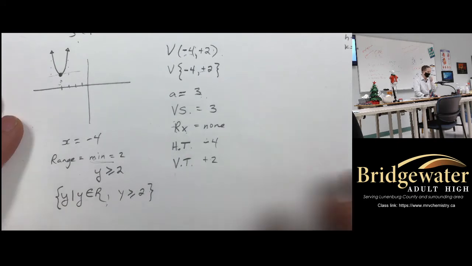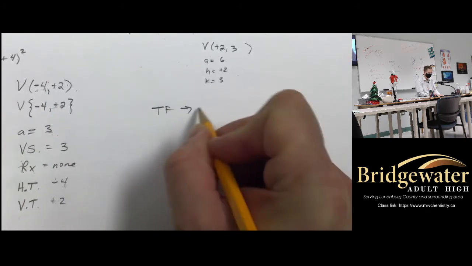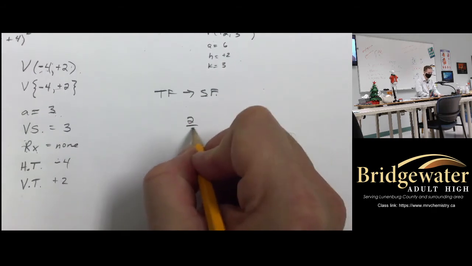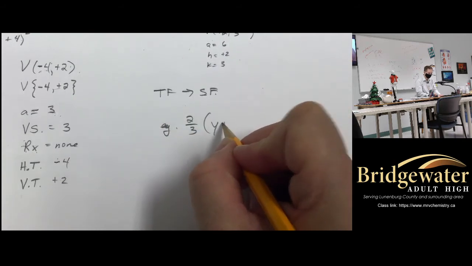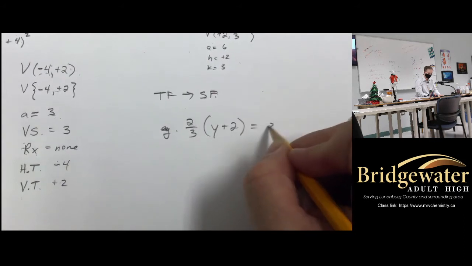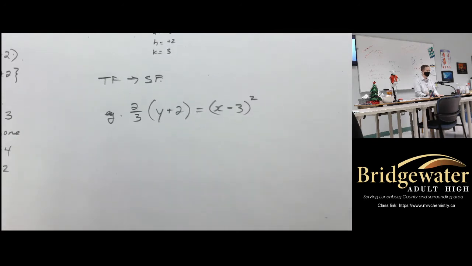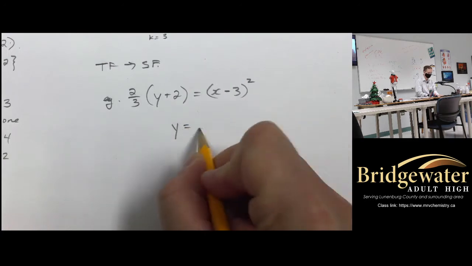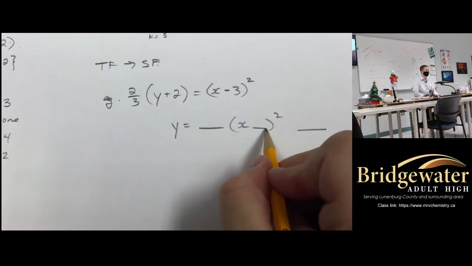Okay, so let's try another example of converting. If we were to go from transformational form to standard form, how would we do that? Well, here's the transformational form. Ready? Another example: 2/3 (y + 2) is equal to (x - 3) all squared. There's the question. Convert this into standard form. And so here's standard form: y is equal to blank. And I like putting it in 3 blanks. You've got 3 blanks, fill in the blanks.